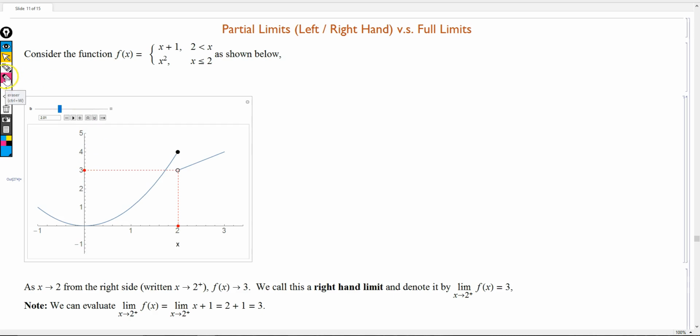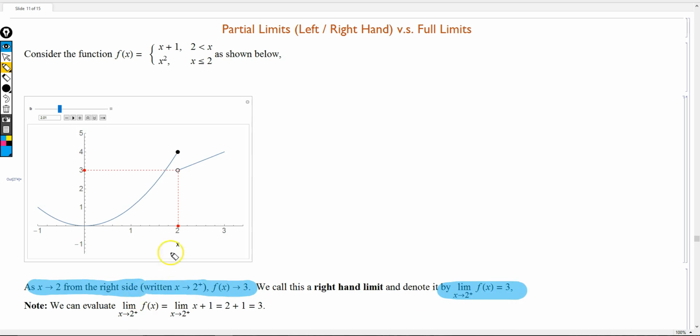So we see here, as x is converging to 2 from the right-hand side, written like this, notice x converges to 2 with that little plus right there, we see that f of x is getting closer and closer to 3. Now we call that a right-hand limit, and we denote it like this. Notice we write limit x converges to 2 with a little plus there that indicates x is approaching 2 from the right-hand side. F of x is approaching 3. So the right-hand limit is 3.